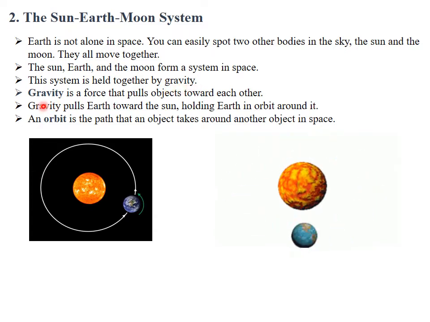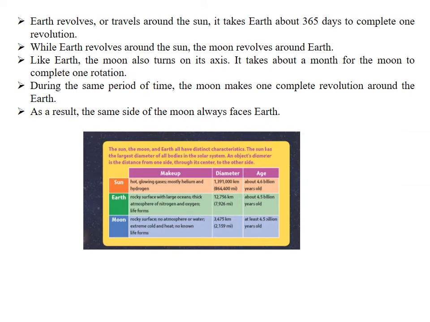What is gravity? Gravity is a force that pulls objects toward each other. So gravity pulls Earth toward the Sun, holding Earth in orbit around it. An orbit is the path that an object takes around another object in space. Here, in this picture, we can see how the Earth moves around the Sun. So, Earth revolves or travels around the Sun.